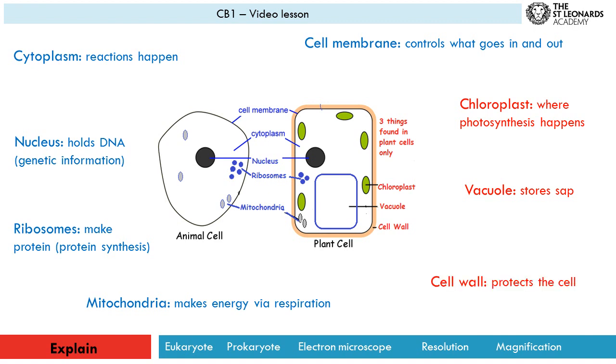And finally, the cell wall. Around the outside of plant cells is a thick cellulose, which is the material it's made of, cell wall. This holds the cell strong, protects it, as well as giving an overall support to the cell.